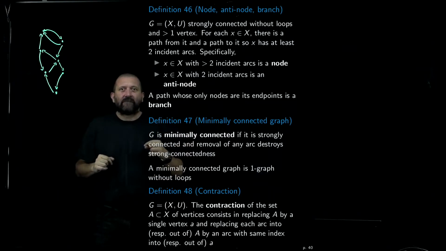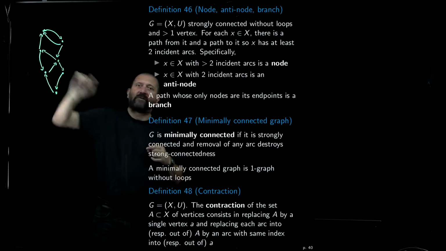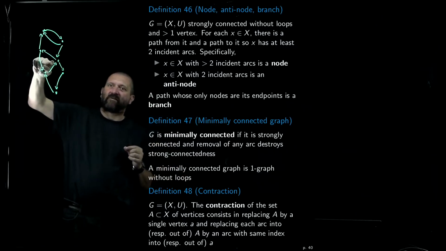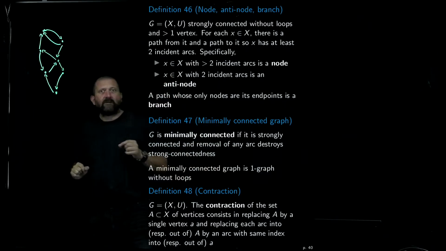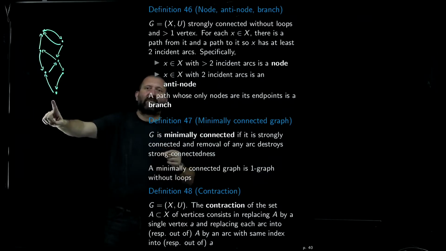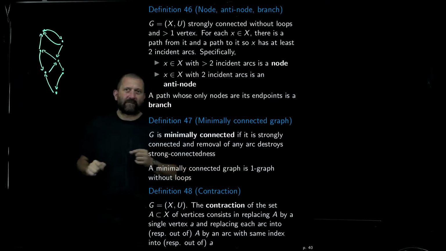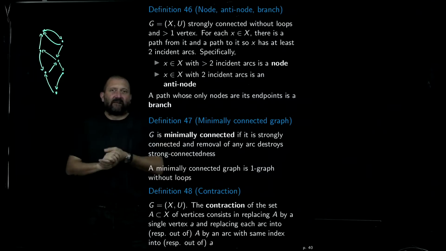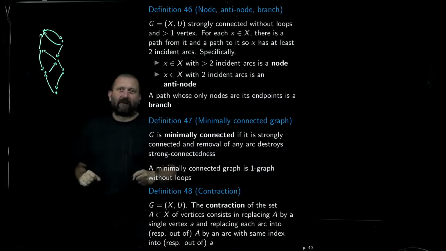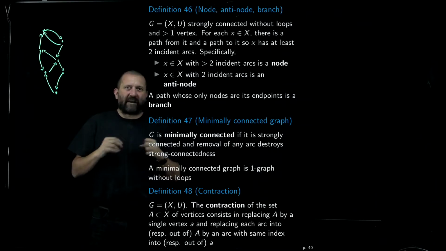And more specifically, what we say is that if we have a vertex that has more than 2 incident arcs, such as this one here, for example, then it is a node. And if I've only got 2 incident arcs, such as here, then I have an anti-node. I can't have another situation because each vertex has to have at least 2 incident arcs. And we call a branch a path whose only nodes are its endpoints.